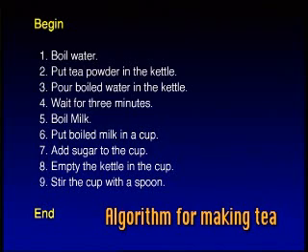Boil water, put tea powder in a kettle, pour boiled water in the kettle, wait for 3 minutes, boil milk, put boiled milk in a cup, add sugar to the cup, empty the kettle in the cup, stir the cup with a spoon. I'm sure that a number of people will have different procedures and processes by which you can make tea. And some tea will probably taste better than the other. But this is one of the ways in which you can make tea.